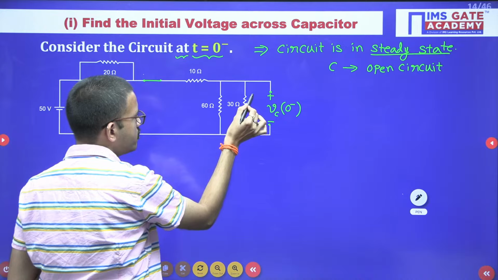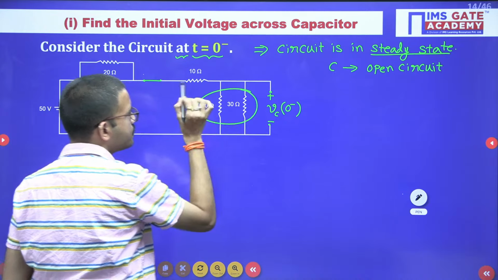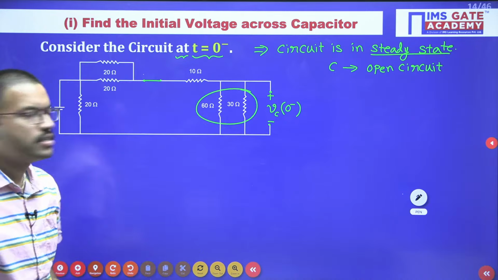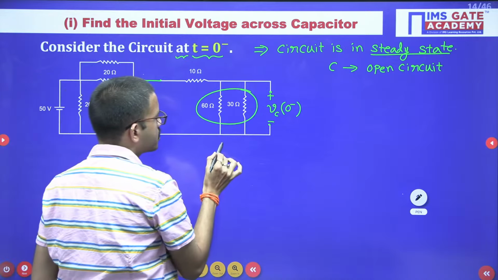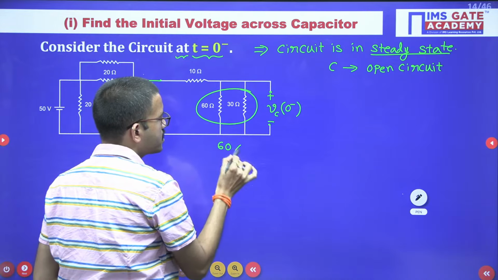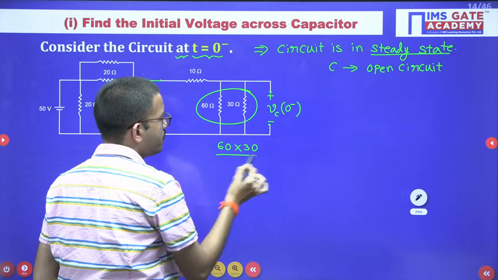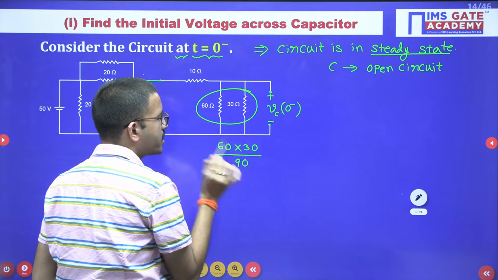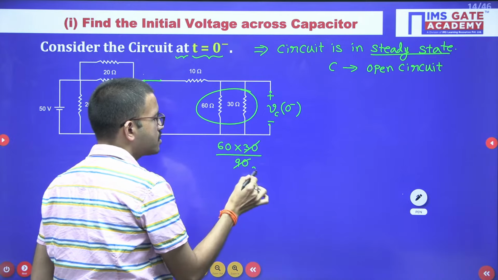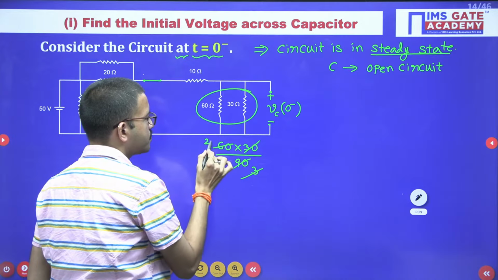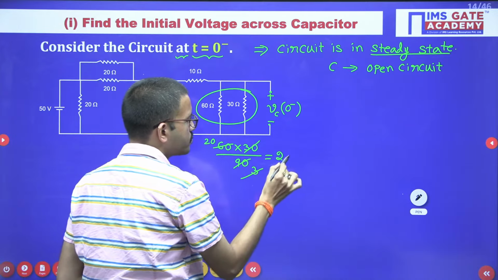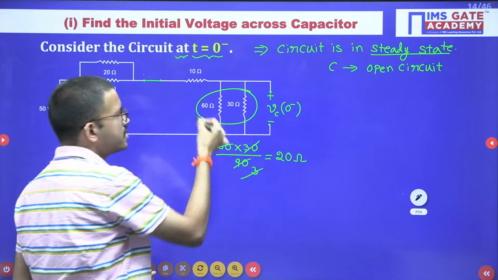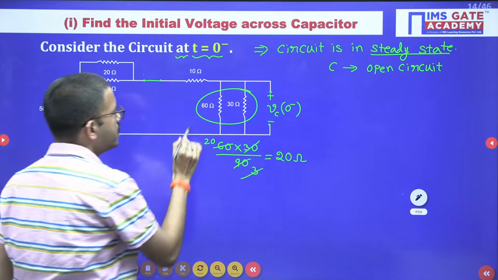Here, 60 ohm and 30 ohm: how are these two connected? Parallel. So regarding this equivalent resistance, how much are you going to get? 60 into 30 divided by 60 plus 30, which is 90. So 30 3 times, 3 20 times. That means you are getting 20 ohms as the equivalent resistance.